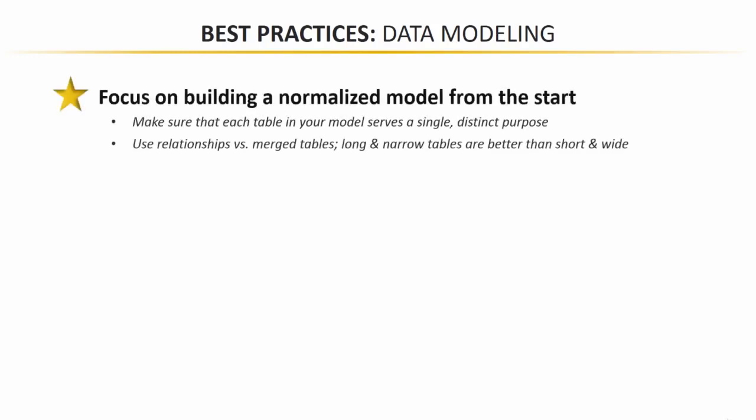First and foremost, focus on building a normalized model from the start. Remember, that means that each table in your model serves a single, distinct purpose. You should be using relationships over merged tables whenever possible. At the end of the day, creating relationships between multiple, long and narrow tables is better and more efficient than merging them together into a bunch of short and wide tables.